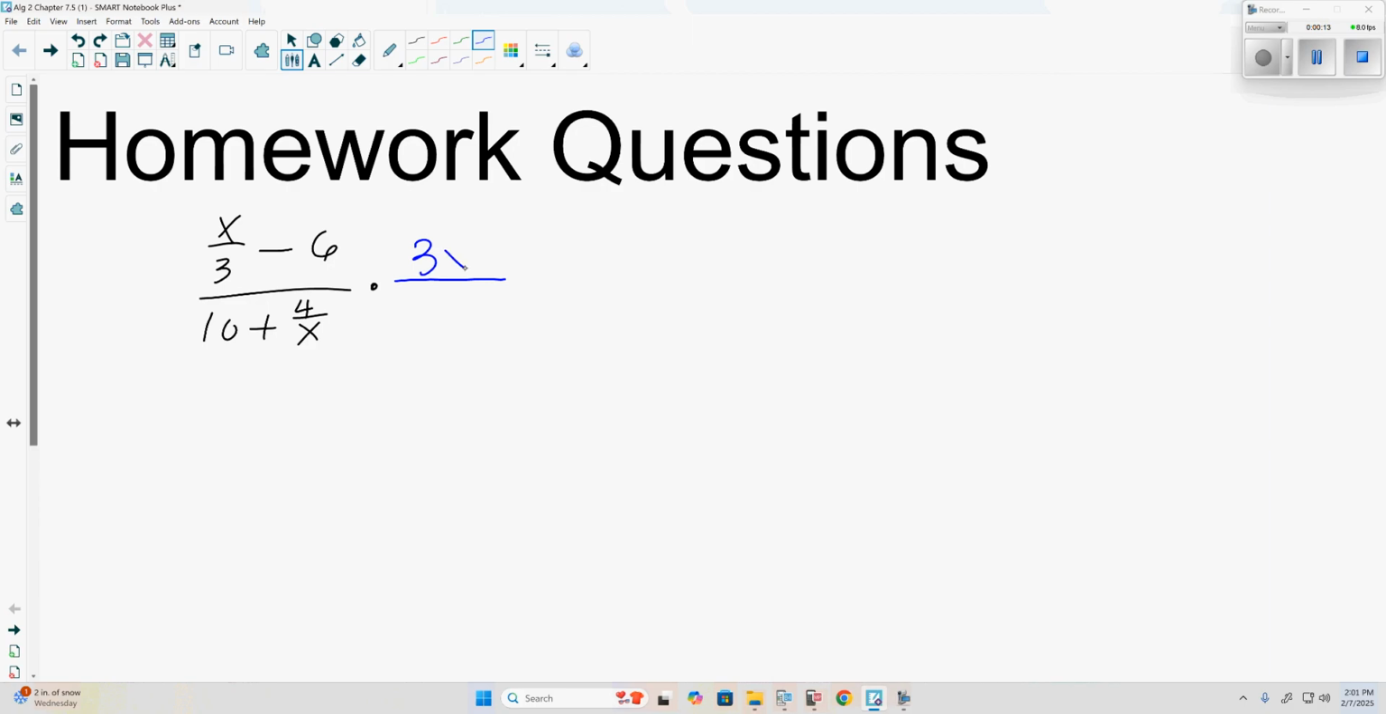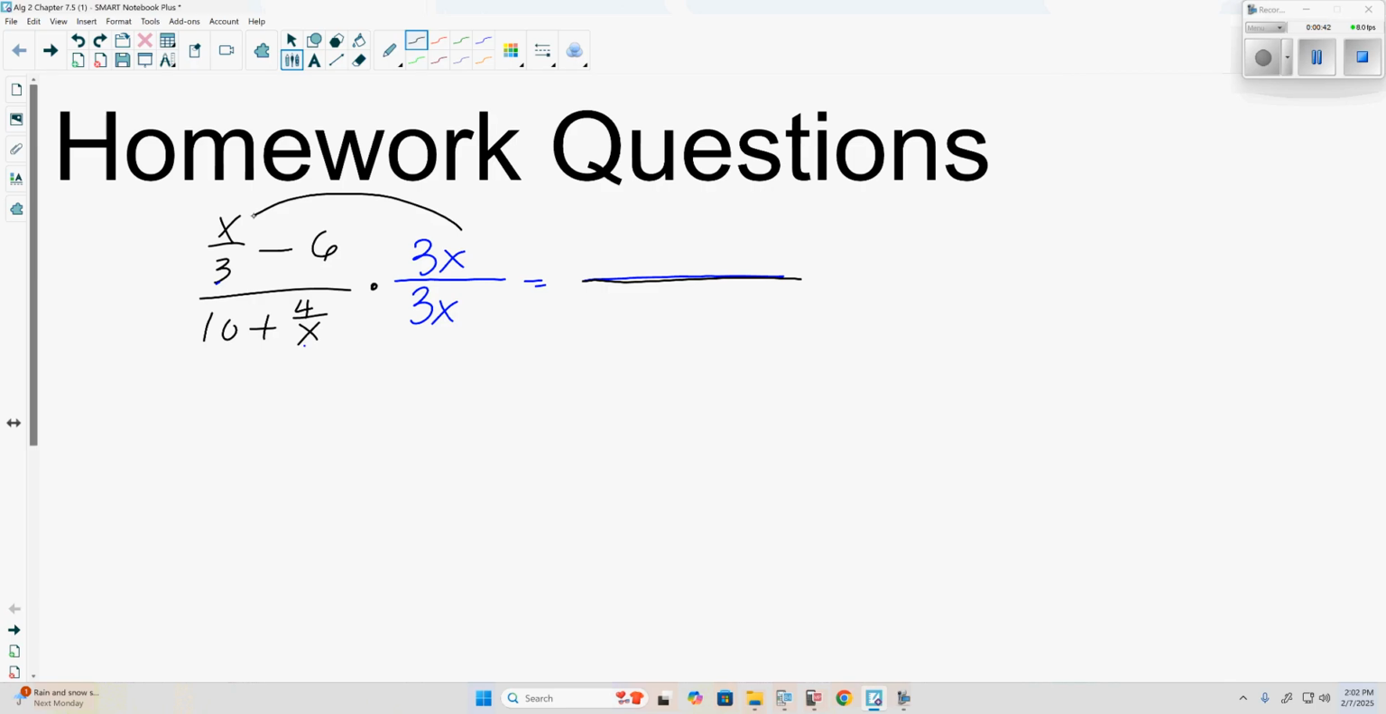All right, guys, we're looking at one of the homework problems from yesterday. So we're looking at this complex fraction. We need to simplify it. Now, the least common denominator between the denominators in the numerator and denominator, we have 3 and x. So we're going to multiply the whole thing by 3x.